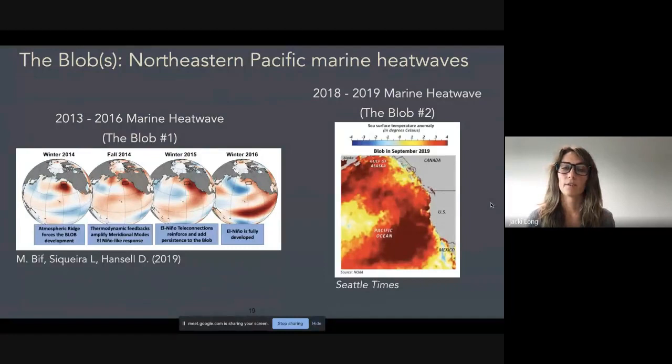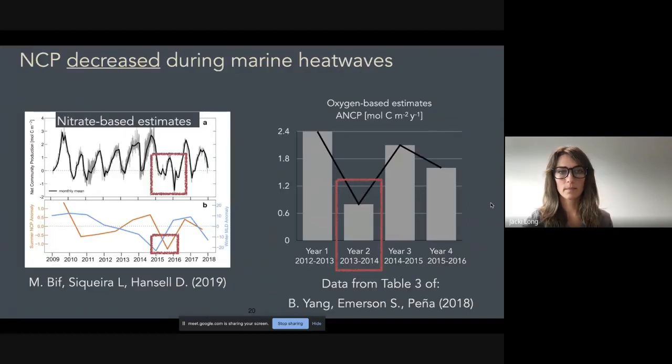And especially for the first event, there have been many studies on the effects of this anomalously warm water on the region's ecosystem. But in the interest of time, I'm just going to mention these two studies because they're very pertinent to this talk and to looking at our results later. So Biff et al. in 2019 and Yang et al. in 2018 each used the same profiling floats as this study region to get estimates of annual net community production.